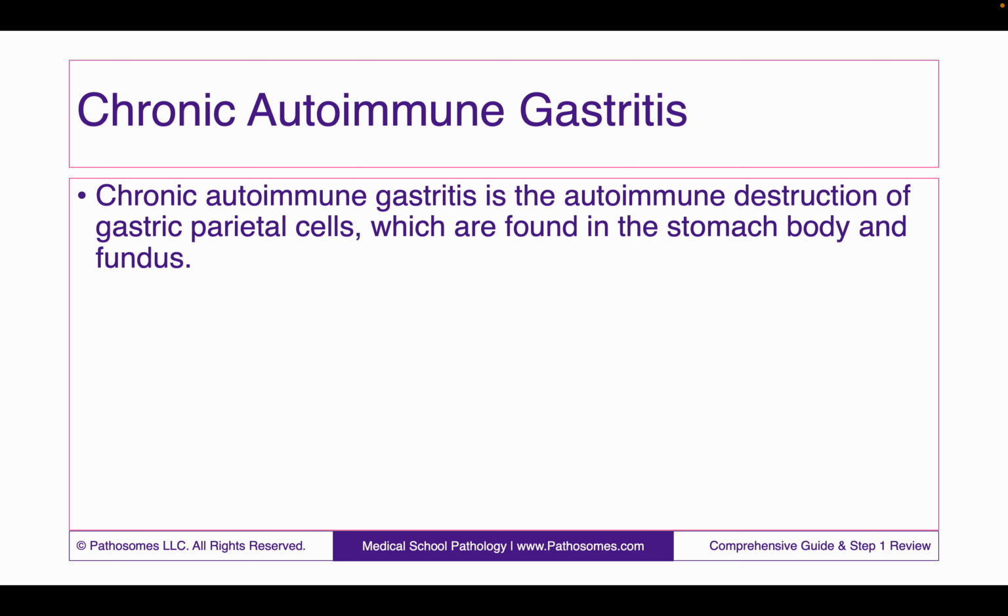Chronic autoimmune gastritis is the autoimmune destruction of gastric parietal cells, which are found in the stomach body and fundus. Chronic autoimmune gastritis is linked to parietal cell and/or intrinsic factor antibodies. Clinical features of chronic autoimmune gastritis include atrophy of mucosa with intestinal metaplasia, achlorhydria with antral G cell hyperplasia and elevated gastrin levels, and megaloblastic anemia due to the lack of intrinsic factor.